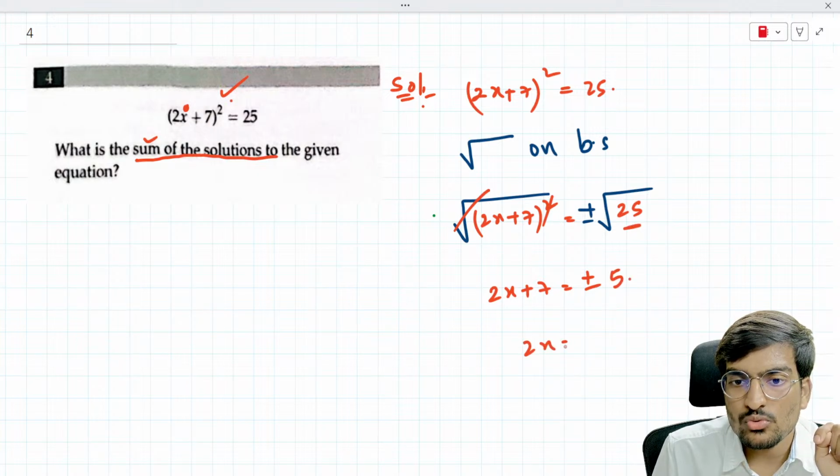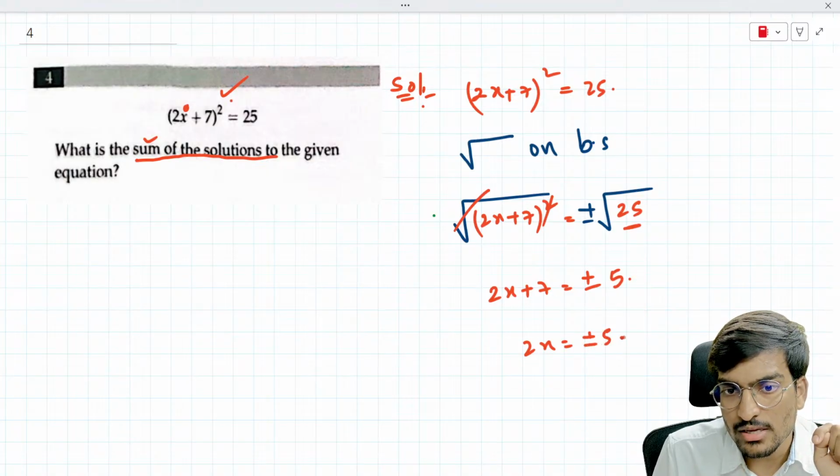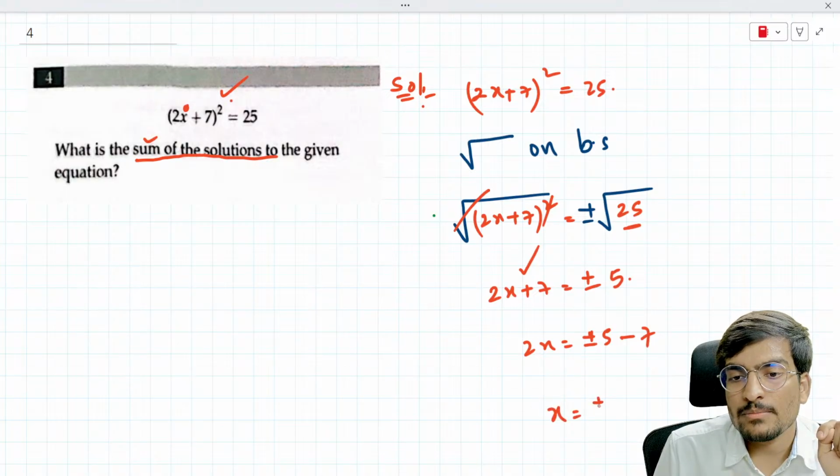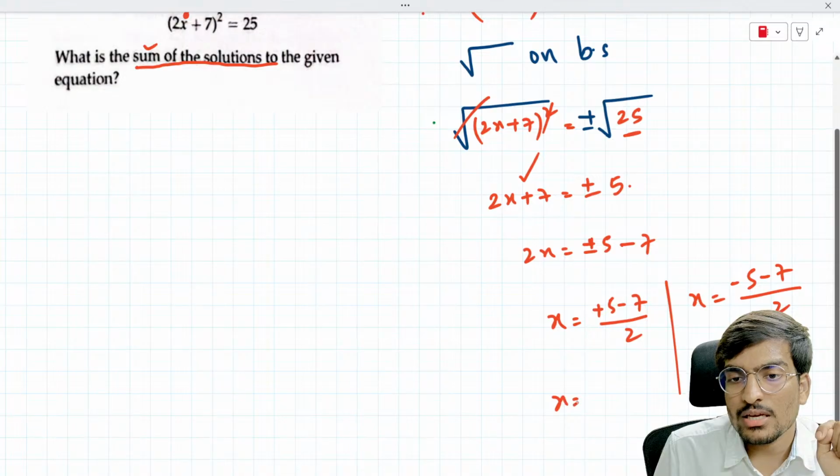So 2x equals, I'll write this way, plus or minus 5 minus 7, and then x equals plus 5 minus 7 by 2, x equals negative 5 minus 7 by 2. And now what do we get? x equals negative 2 by 2, x equals negative 1.